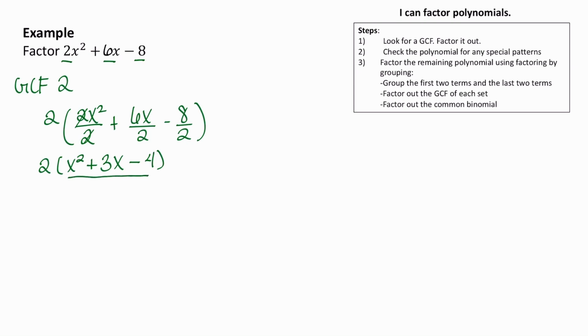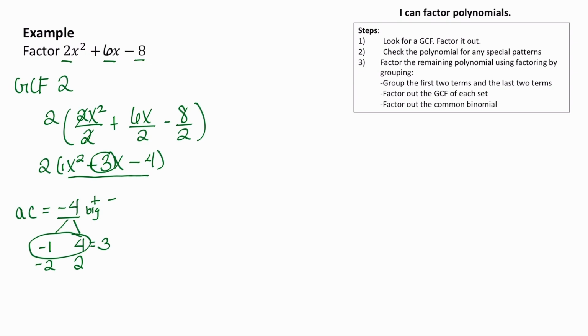I don't see any special patterns, so I'm going to go ahead and use factoring by grouping. Remember, what I do in factoring by grouping is I multiply a times c. In this case, a is 1, so 1 times c is going to be negative 4. Then I'm going to look at the factors of negative 4 that are going to add up to 3. Since negative 4 is negative, I'm going to need a positive factor and a negative factor. Since 3 is positive, I'm going to make my bigger factor positive. So I have 1 and 4, 2 and 2. Make the bigger factor positive, so the smaller is negative. Then negative 1 and 4 gives me the correct sum, which is 3. So that's the correct combination.